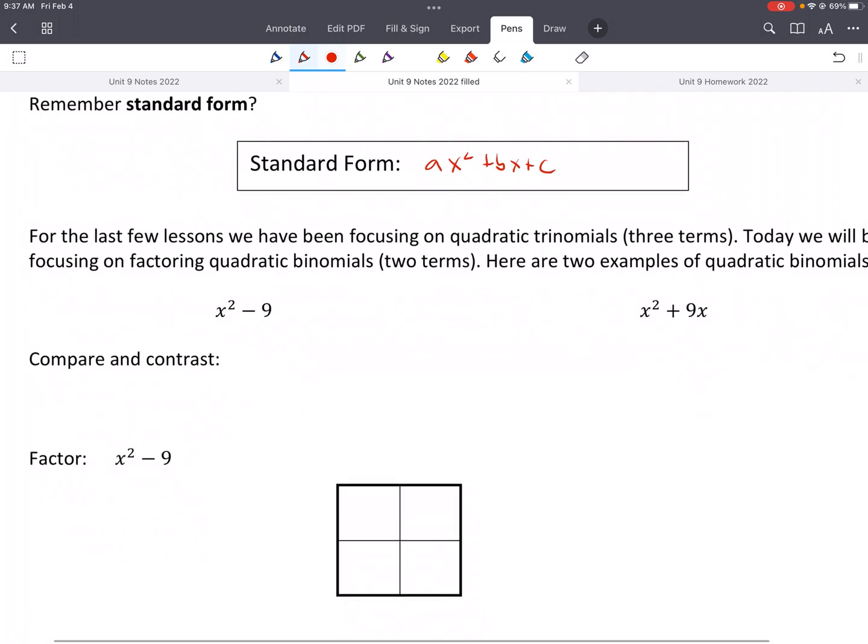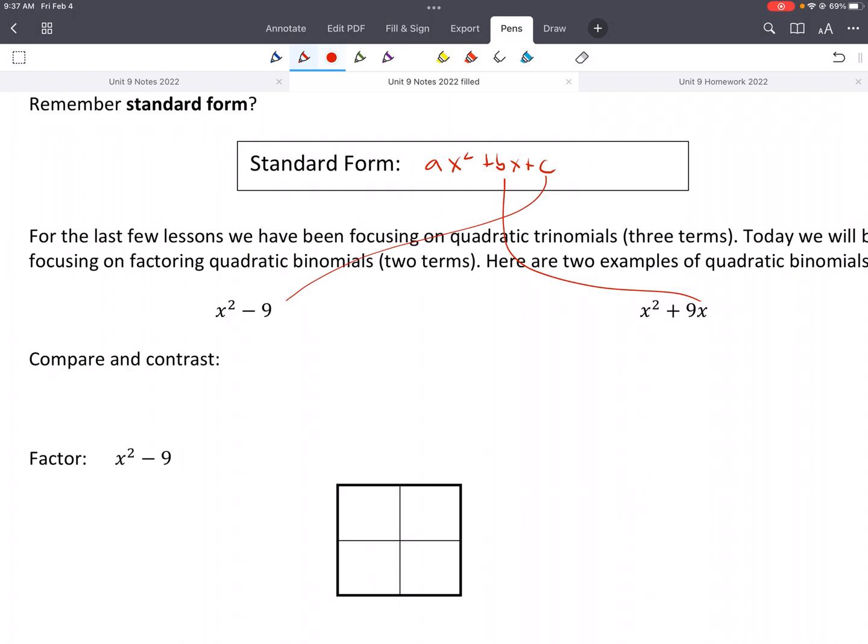There are two different types of binomials that you can run into. Look at these two. What do you notice? What do they have in common? What's different? Hopefully, if you pause and look at that for long enough, you'll notice this one doesn't have an x, and this one has an x. So this is like the constant, the c, and this is like the b. The difference between them is important for how we treat them, so keep that in mind.